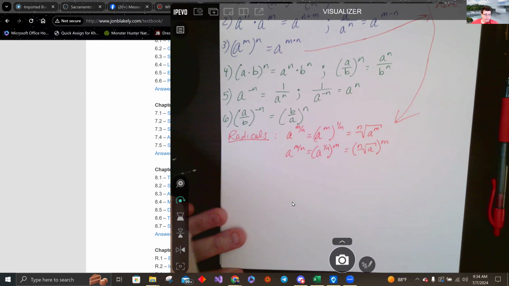Let's do some examples real quick using the rules. In the following, simplify with no negative exponents. 32 to the 3/5.